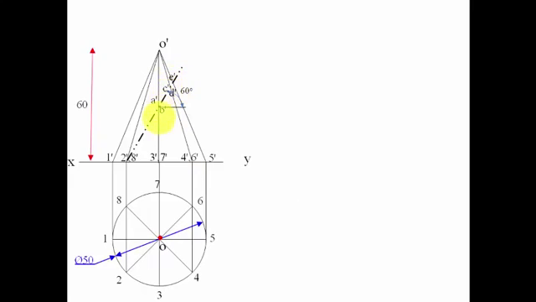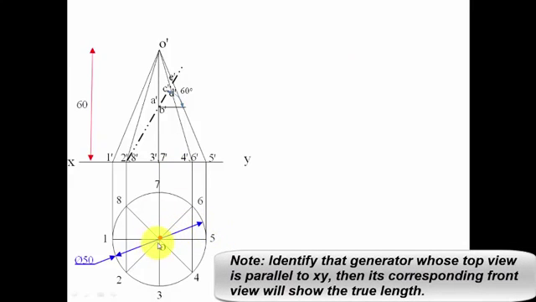Fine. Now we need the true length. For development we need true length. As I've already told you, you need to pick a generator. So right now we have as many as 8 generators, O1, O2, O3, O4 and so on. Out of these 8 generators, there is one such generator which is absolutely parallel to XY. So we can see clearly that O1 generator is absolutely parallel to this XY line, and hence its corresponding front view, that is O dash 1 dash, will show the true length.